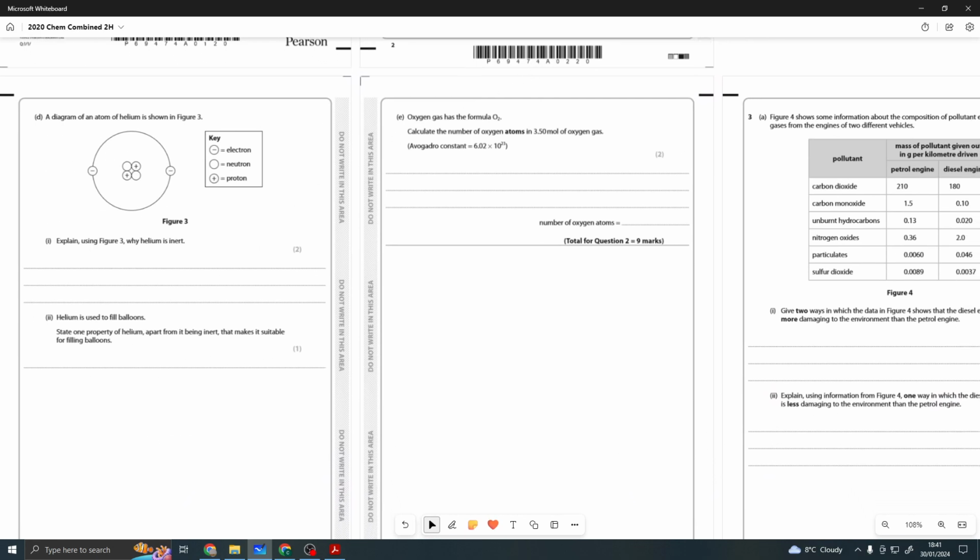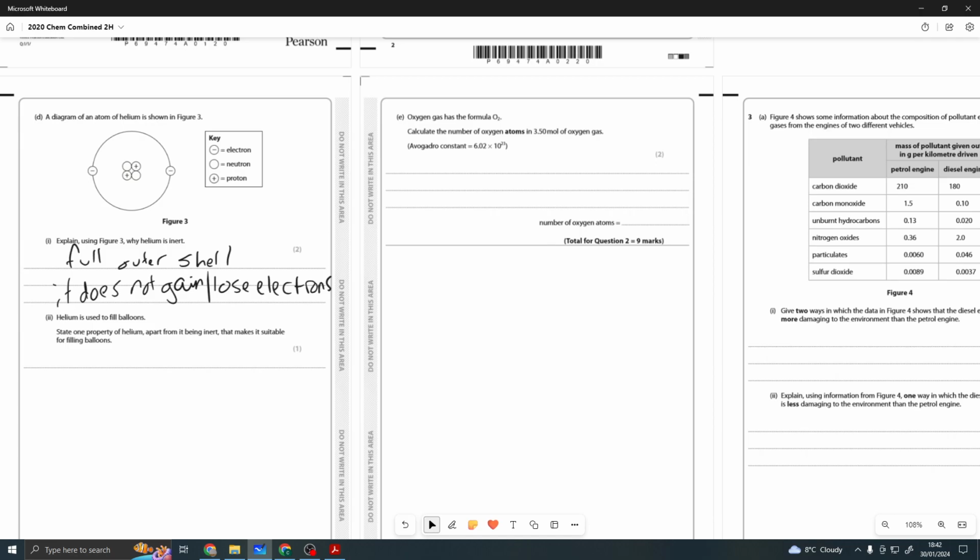It says a diagram of an atom of helium is shown in figure 3. Explain why this is inert. Well, helium obviously is a noble gas, which means it has a full outer shell. That shell is full, which means it does not gain or lose electrons. It doesn't need to do it, it just doesn't do it, because it's full, it's stable.